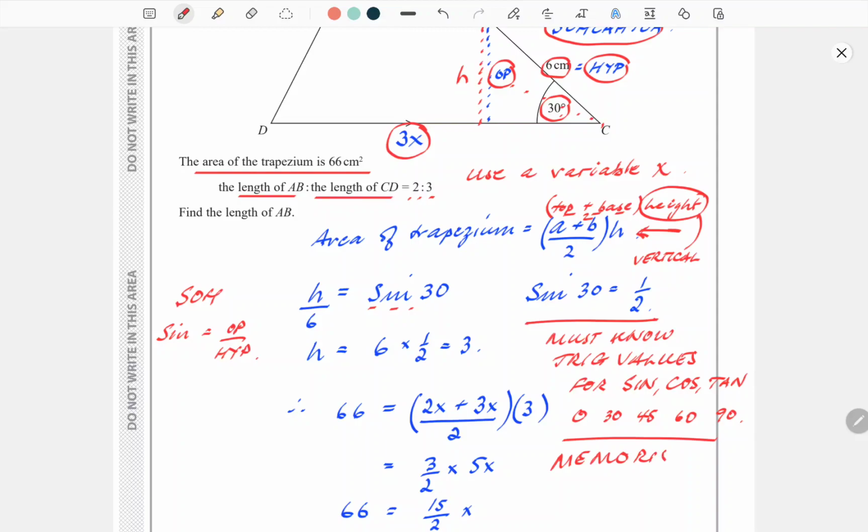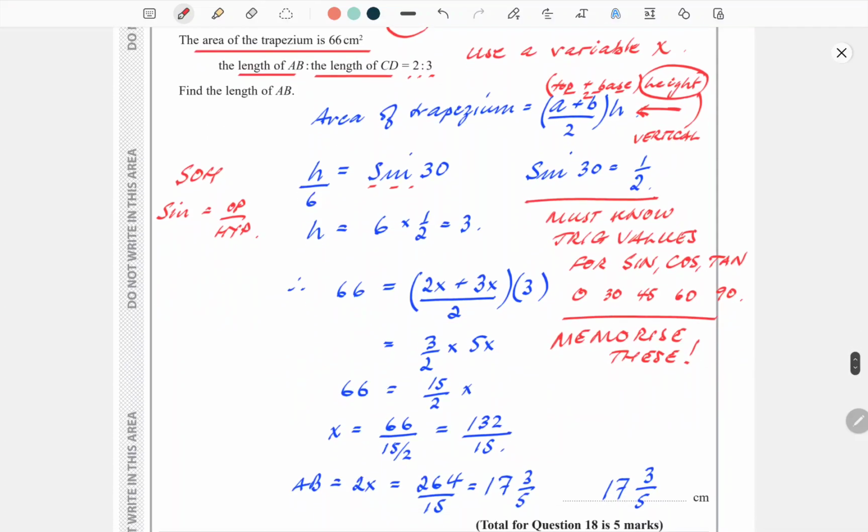Memorize these, okay? Once I've done the question, I'll show you how that works. Rearrange that and you find h equals 3. So now put everything back into the formula that I had earlier.